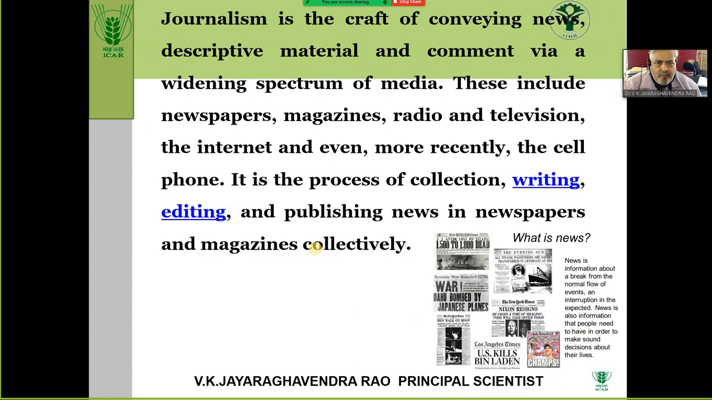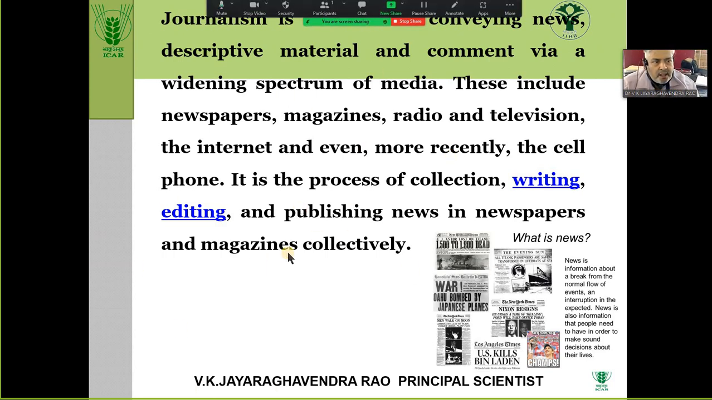So, what does journalism do? It will convey news and describe things, in various media. We have already told you what media is. Again and again I repeat, it is not necessarily only print media, TV, radio, internet, WhatsApp, social media. That's why Twitter, Facebook, WhatsApp are called social media. Even there it should be responsible. Suppose in WhatsApp you put all nonsense messages, you will be caught. And you should also publish collectively.